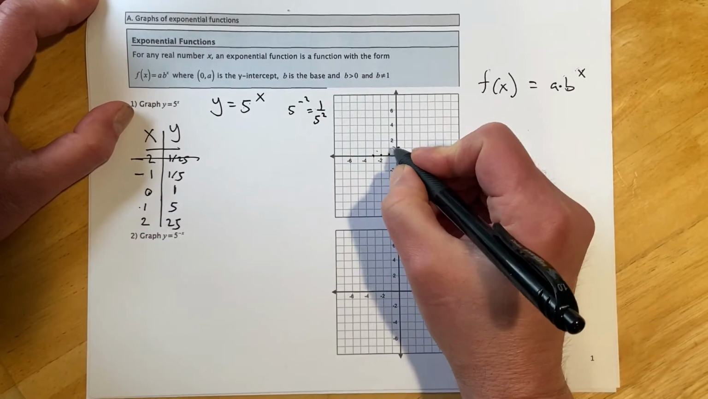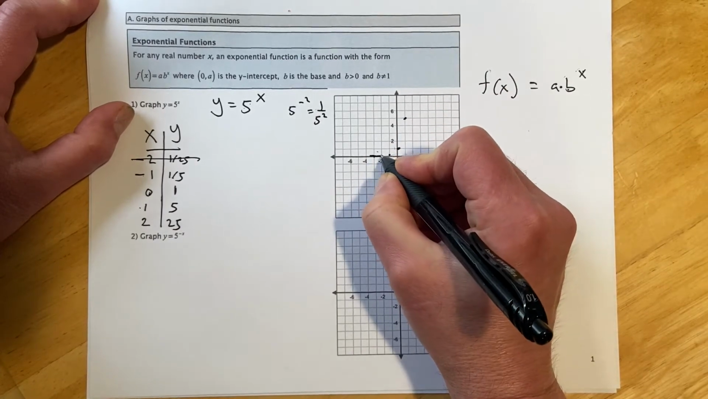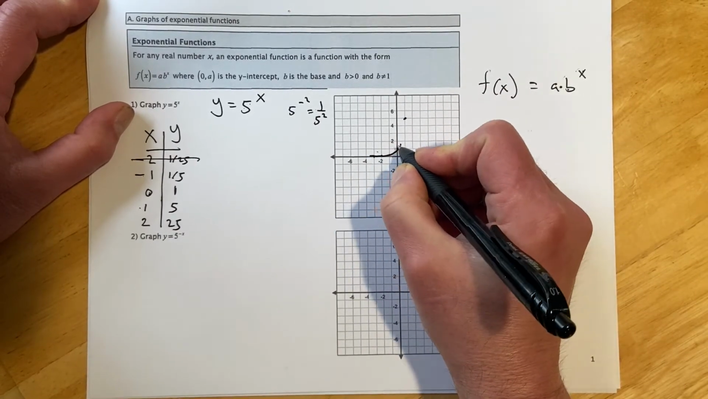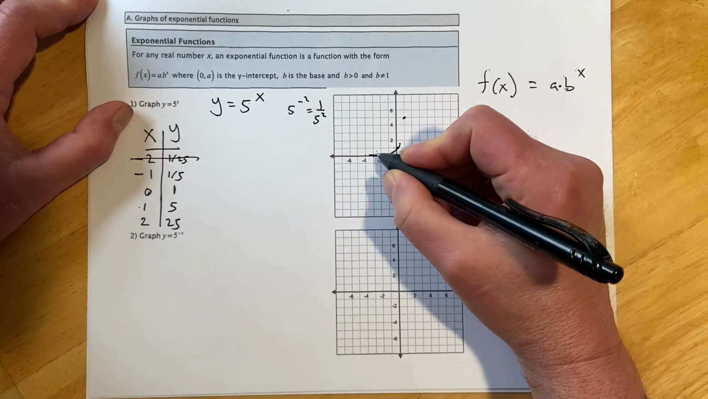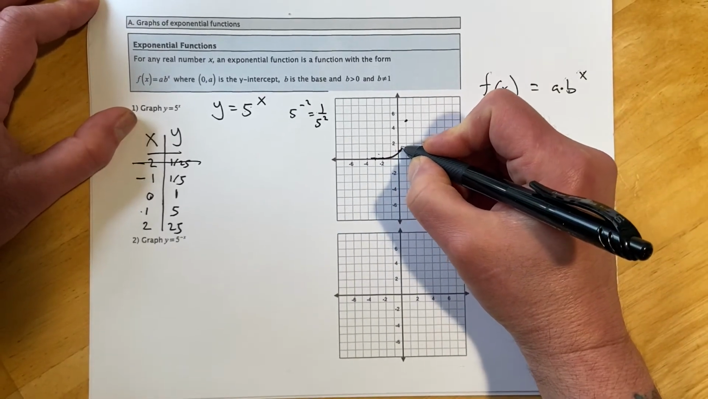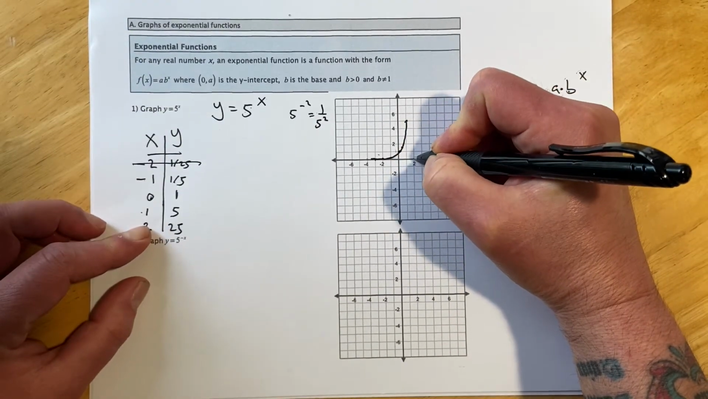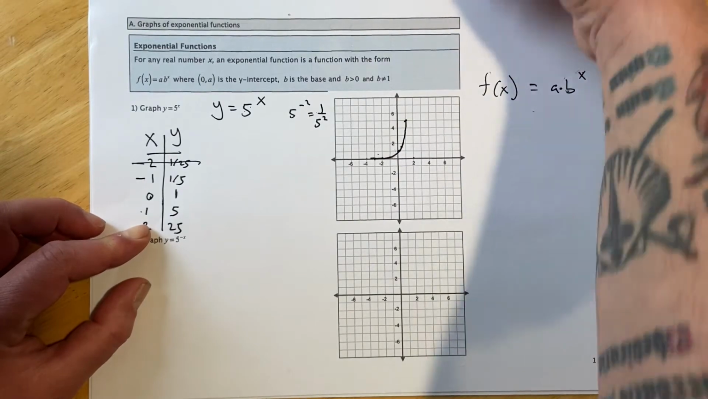(0, 1), that one's cool. When x is 1, y is 5, that's cool. And that right there is what I'm trying to get you to see: it starts off with this piece that tails in towards the axis, which is usually not the piece, at least in this class, that we're interested in. But what it does is it grows, and the next point would have been when x is 2, I'd be way up here at 25.